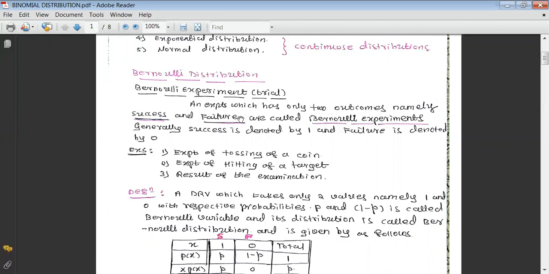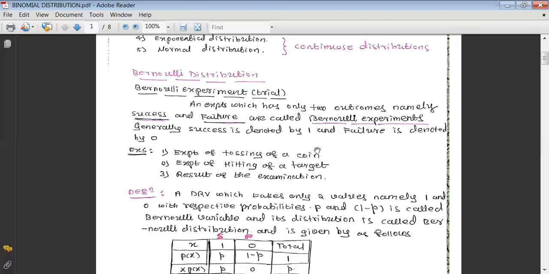A Bernoulli experiment means any experiment which results in only two outcomes, namely success or failure. Any experiment which has only two outcomes, success and failure, is referred to as a Bernoulli experiment. Generally, success is denoted by the number 1 and failure is denoted by 0. These are the conventions.